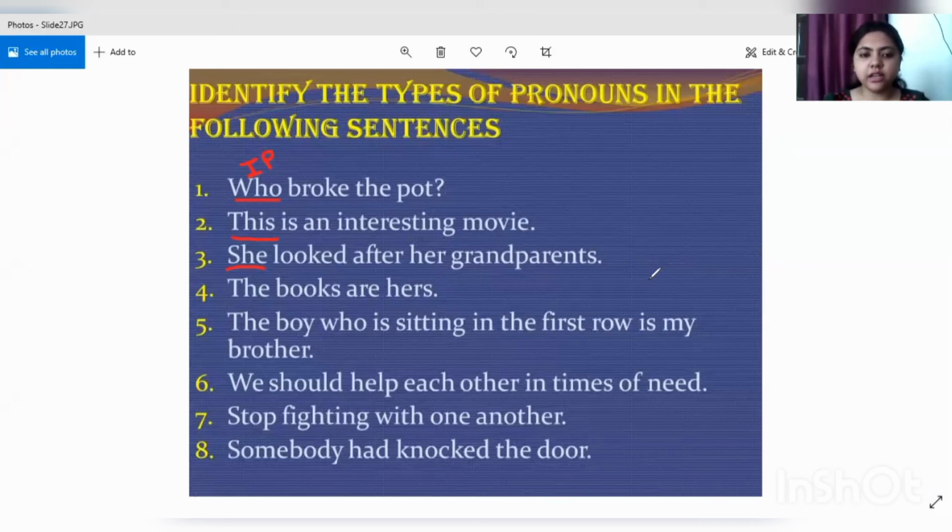Who thinks that her is not a pronoun? Lower down your hands and let me see who all think her is not a pronoun. Ma'am, her is also a pronoun. Ma'am, it is a possessive pronoun, ma'am. It's a possessive pronoun. Okay, Akash, what do you think?